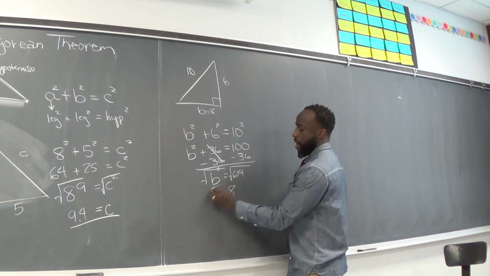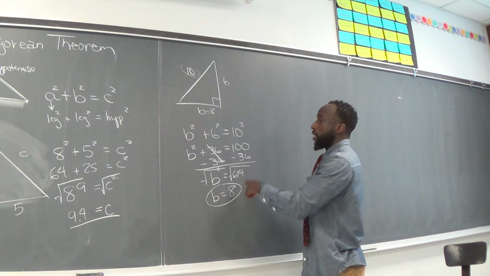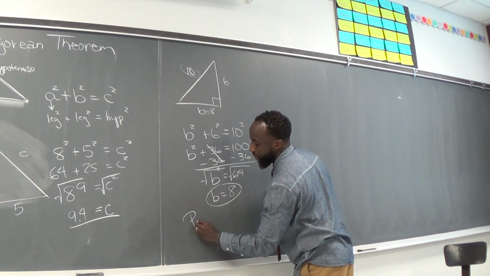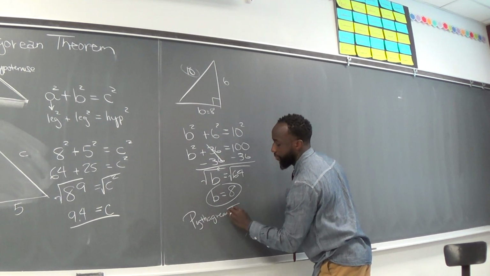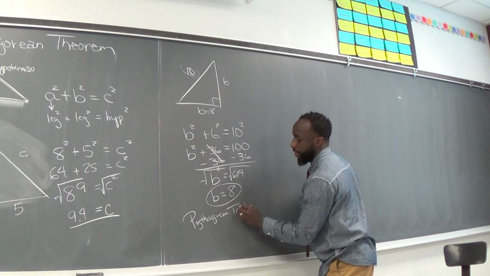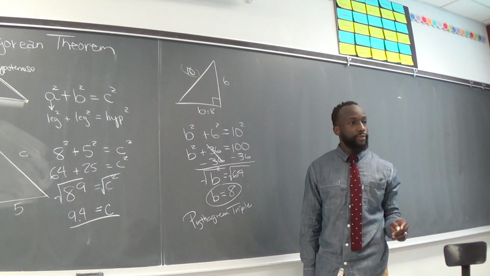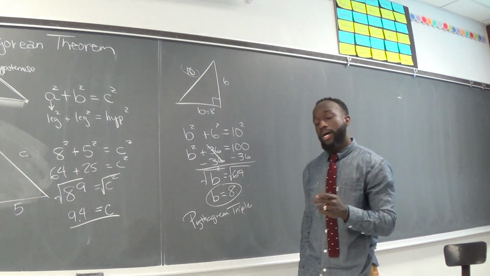Notice how all of these sides are whole numbers. You got 10, 6, and 8. Right? Since all of these sides are whole numbers, they're not decimals, this would also be known as a Pythagorean triple. Pythagorean triple, right? Triple meaning that all of the sides are whole numbers, and it's a right triangle. Okay? Now let's look at one other example.